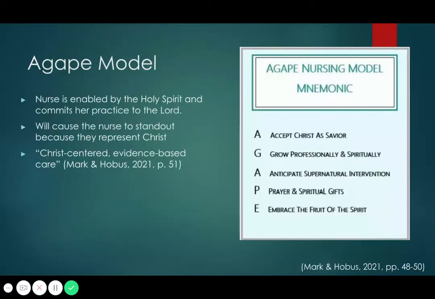Next thing I'm going to talk about is the agape model, which is basically Christ-centered care. If you looked on the screen, there is a mnemonic that goes along with it. So A is accepts Christ as Savior. G is grow professionally and spiritually. A, anticipate supernatural intervention. P, prayer and spiritual gifts. And E, embrace the fruit of the Spirit.